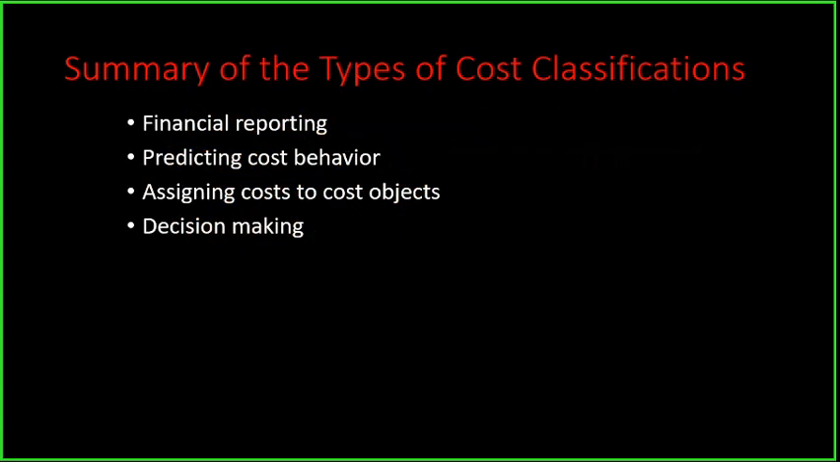Okay, so let's continue. Summary of the types of cost classification for financial reporting. Let's review, also known as GAAP cost. You have your manufacturing and non-manufacturing. Okay, when we say manufacturing, direct materials, direct labor, and you have here your overhead. Direct materials and direct labor are your direct costs, also known as traceable costs, known as product cost, together with your overhead.